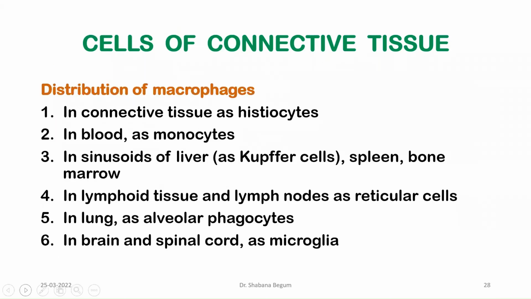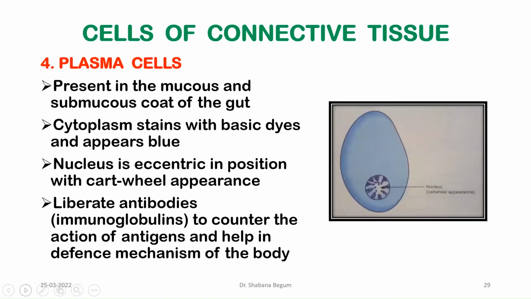Now, the macrophages are present in different tissues of the body. In the connective tissue, it is known as the histiocytes. In the blood, as monocytes. In the liver, as the Kupffer cells. In the lymphoid tissue and the lymph nodes, it is known as the reticular cells. In the lung, as the alveolar macrophage. And in the brain and the spinal cord, as the microglia.